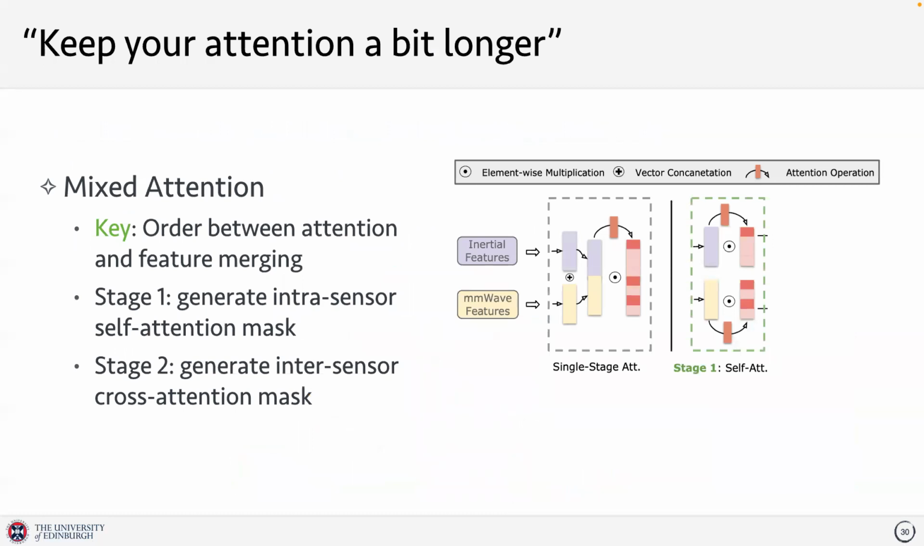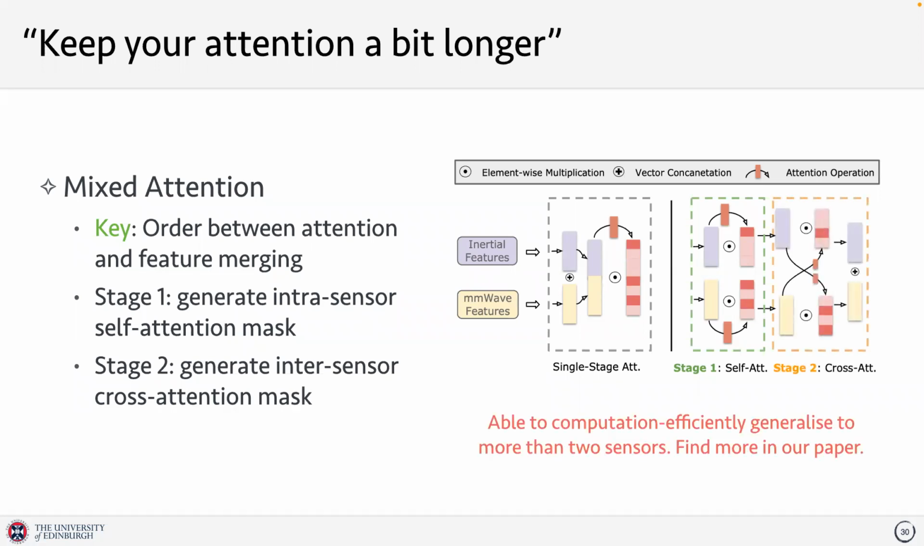So inspired by this theory, we propose a two-stage mixed attention model, which is quite different from the previous one. The key difference against the prior art is the order between attention and feature merging, as well as the inclusion of a new layer called cross-modal attention. In particular, we first perform self-attention on individual sensor features without any interference. Then we only generate the cross-modal attention masks in the second stage. And only when two-stage attention is complete can the multimodal features finally be merged.